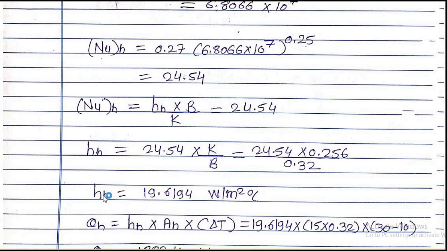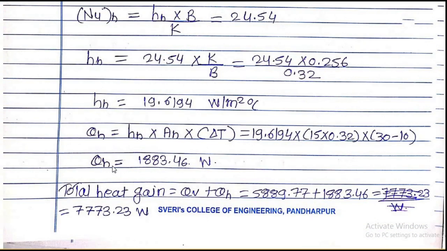So the heat transfer coefficient for the horizontal surface we have determined as 19.6194, multiplied by the surface area for the horizontal surface, which is width multiplied by length. So width is 0.32 multiplied by length 15, multiplied by the temperature difference, 30 minus 10. So we'll get QH, that is the heat transfer rate for a horizontal surface, equal to 1883.46 watt.